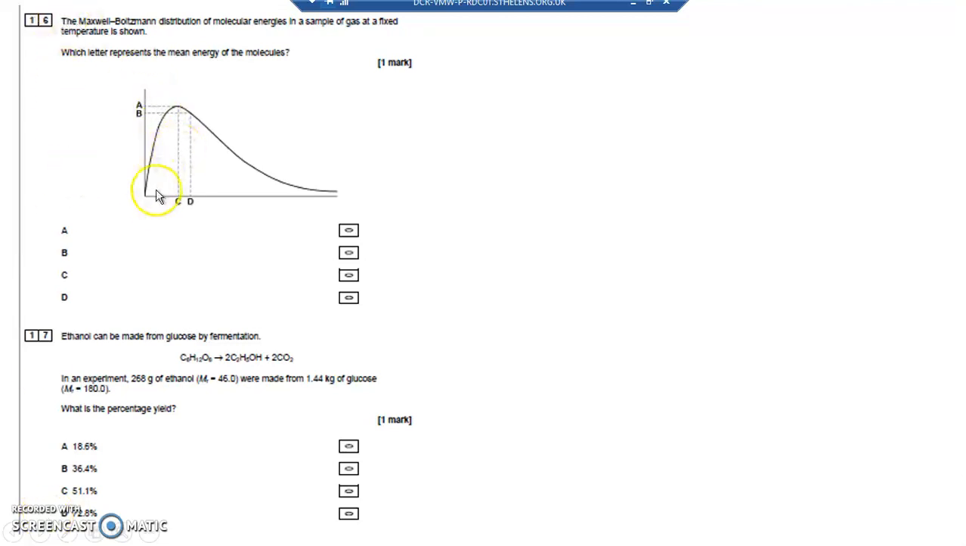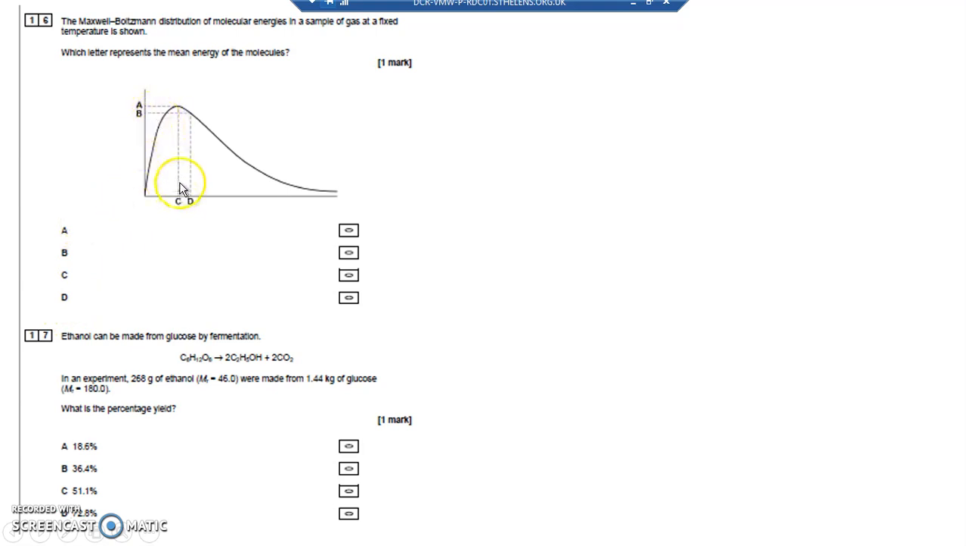Question 16 and 17. So I've got a Maxwell distribution curve here. Along the bottom you've got energy, and up the side you've got numbers of molecules. So first of all, which letter represents the mean energy? Energy is along the bottom. So you're looking at either C or D as a value for energy along the x-axis. A and B would be the number of particles. So immediately you're down to C or D.